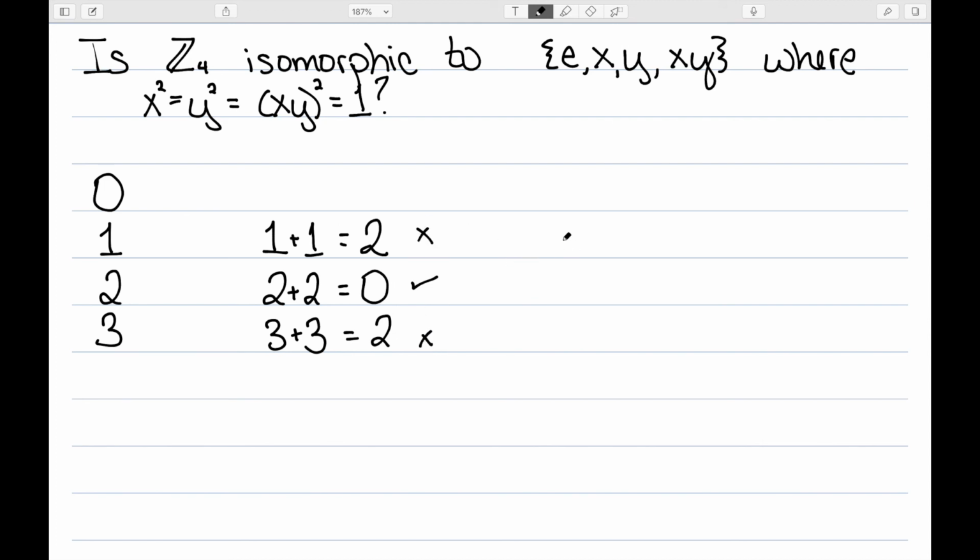But not these. In fact, 1 has order 4, since I would need to do 4 times 1 to get 0. The same thing with 3. So these could not be isomorphic because the elements are not of the same order.